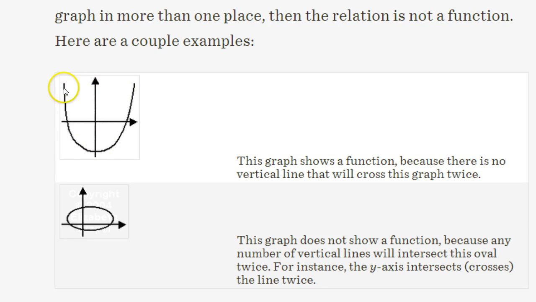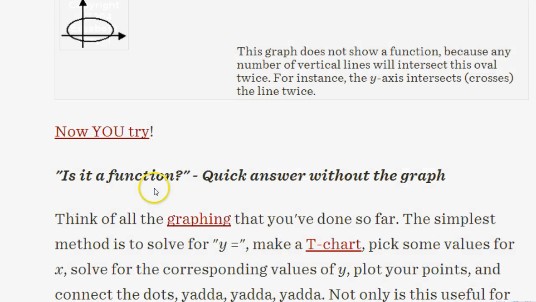For example, this parabola would pass the vertical line test because if I had a vertical line looking like this, it only touches one point. However, this graph of an ellipse would not pass, and it is not a traditional function because it does not pass. However, this is a relation, so this totally works.